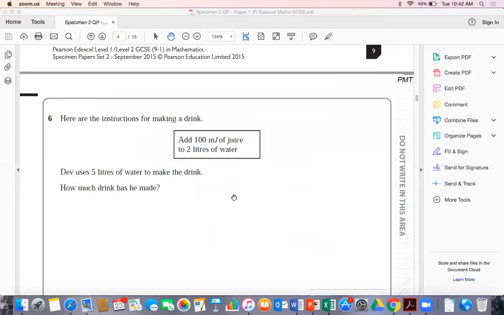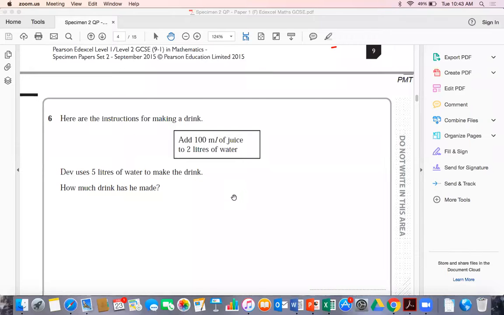100 milliliters of juice to 2 liters of water. So 1 liter of water makes how many ml of juice? 50. You must find it in ml, Ajay. I didn't say. I just wrote 2.5 of a drink.